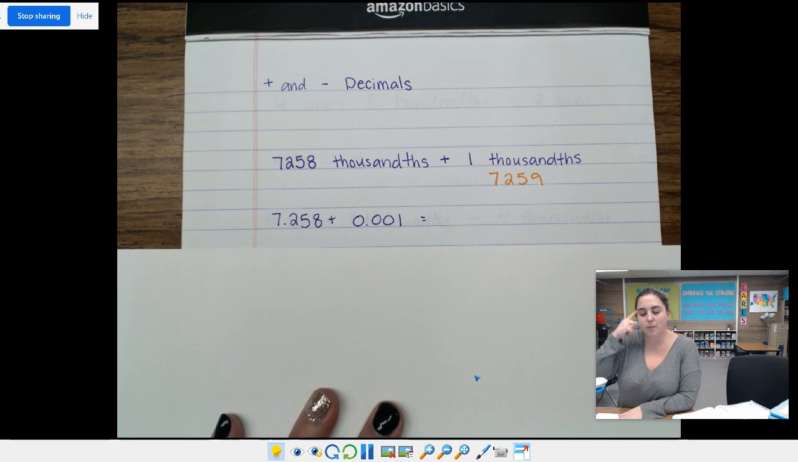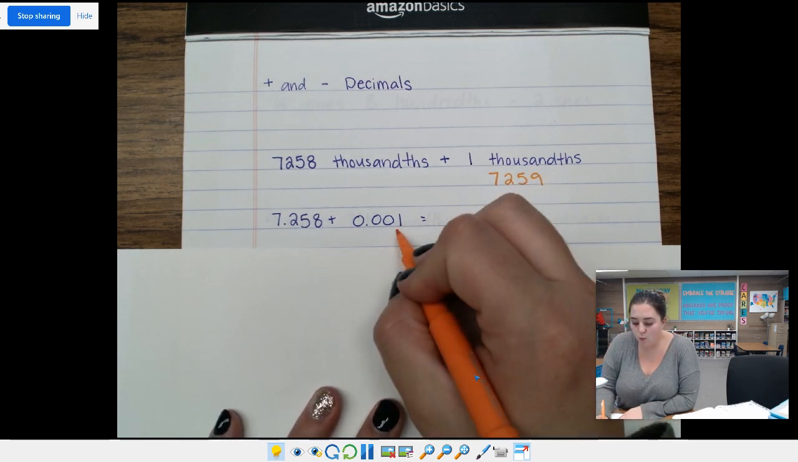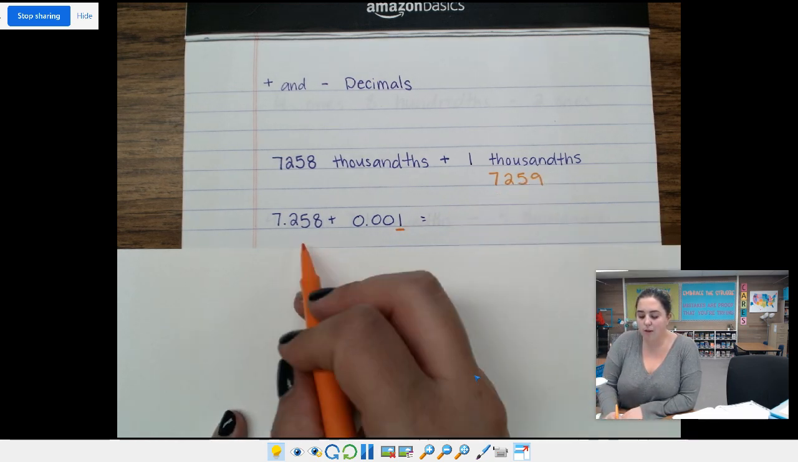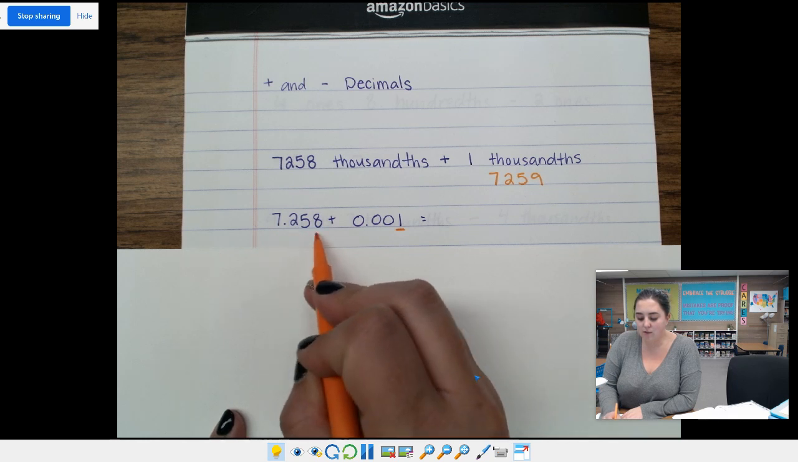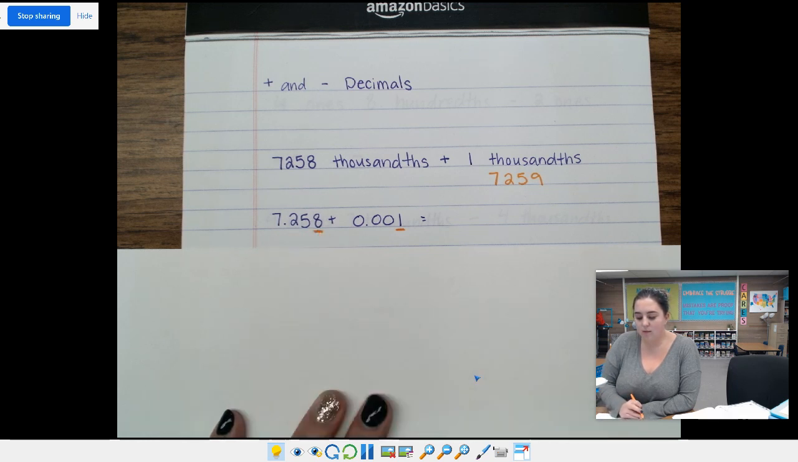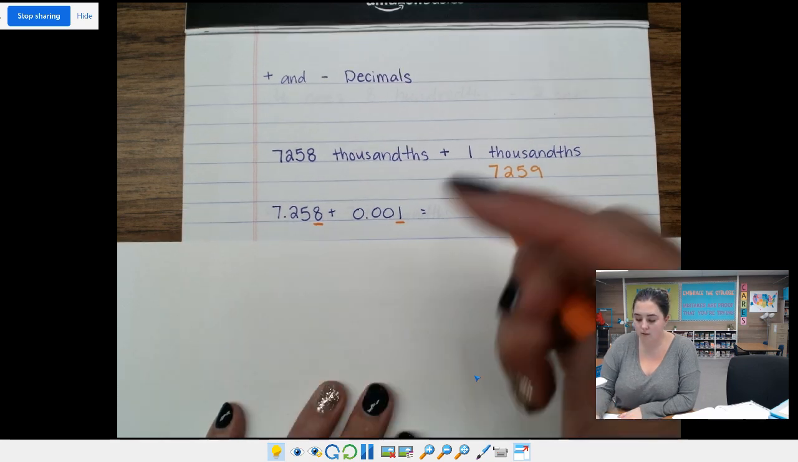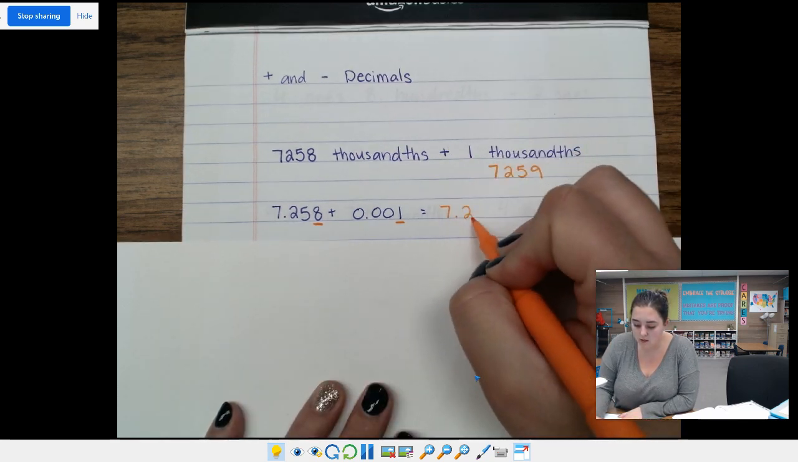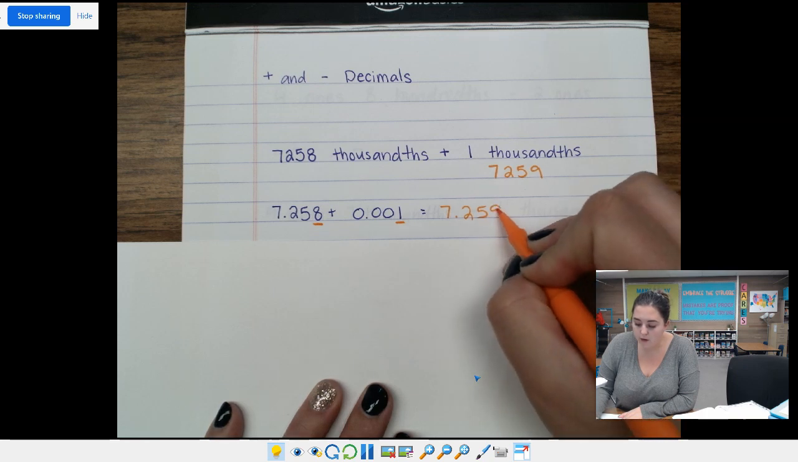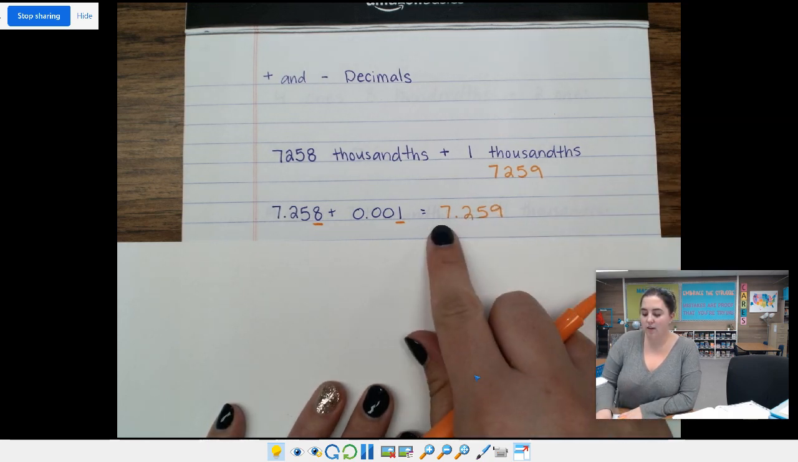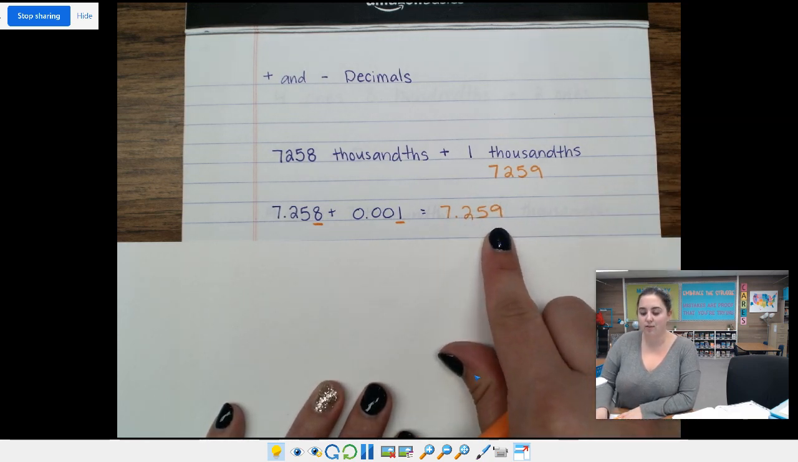And here's what I'm doing in my head. I have to add 1 thousandth. So I'm figuring out which of these numbers is in the thousandths place. That one. So that's going to be one more. So I'm going to rewrite this number with one more. That is 7 and 259 thousandths.